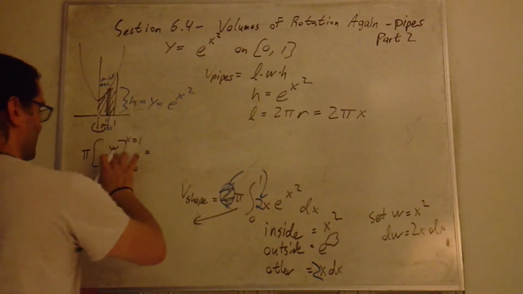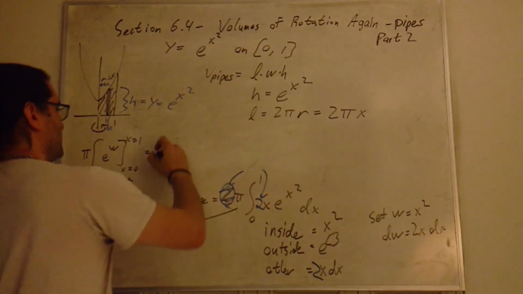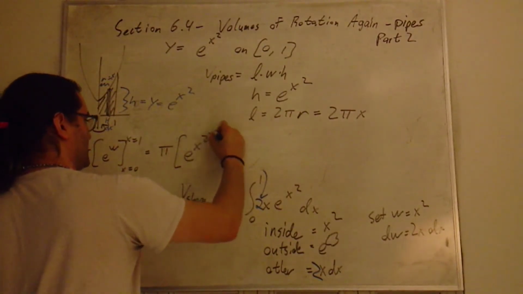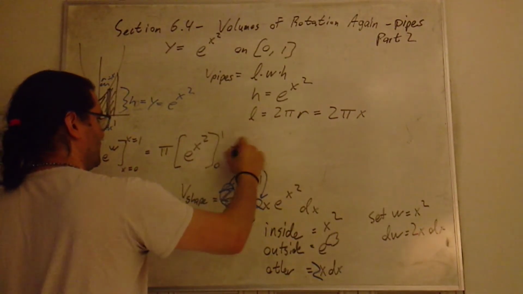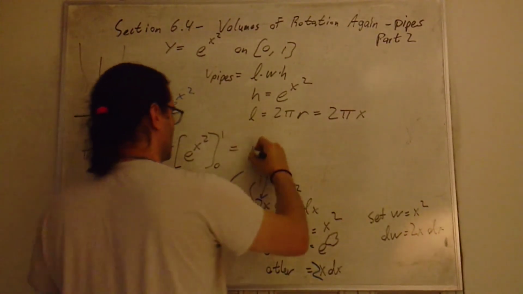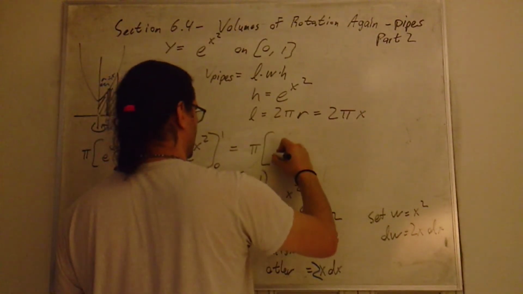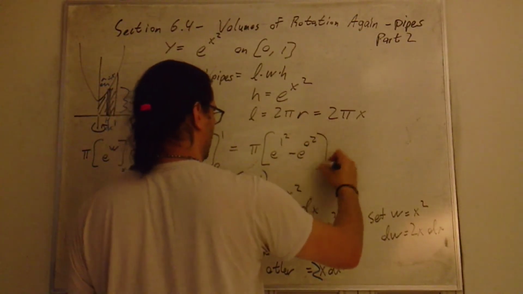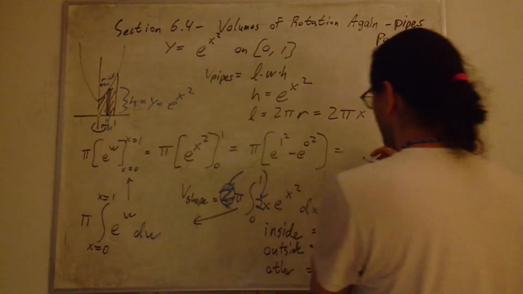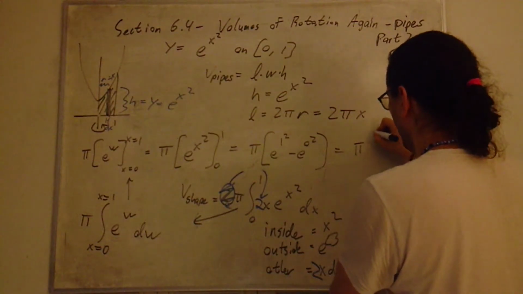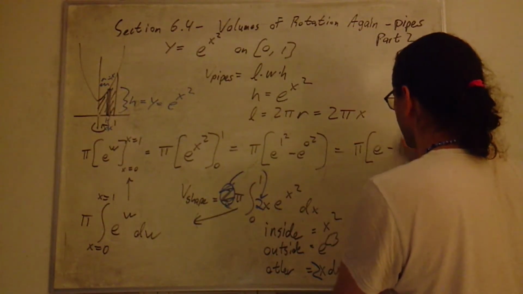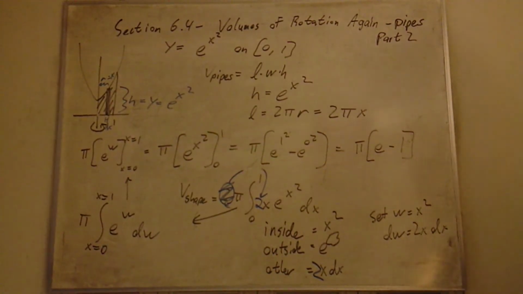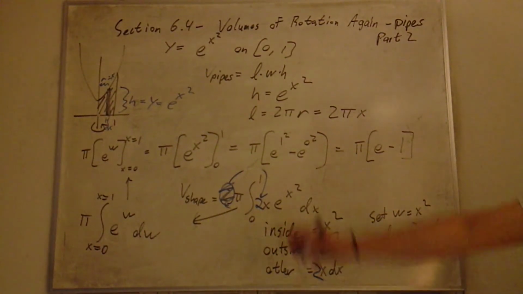So first I need to unsubstitute for w. This will be pi times e to the x squared from 0 to 1, which is pi times e to the 1 squared minus e to the 0 squared, which is pi times e minus 1. I have no idea what this is, but it's the volume of this shape.